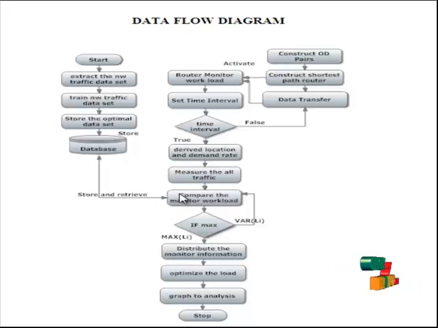Then it compares the workload with the database of the already stored traffic dataset. If the workload of a path is at maximum, it is distributed to all other paths, and then the load is optimized and balanced, and the data is transferred to the destination. And graph analysis: this method is used to analyze and display the graph for the existing and proposed system comparison.